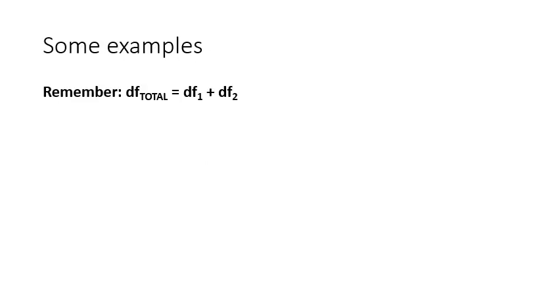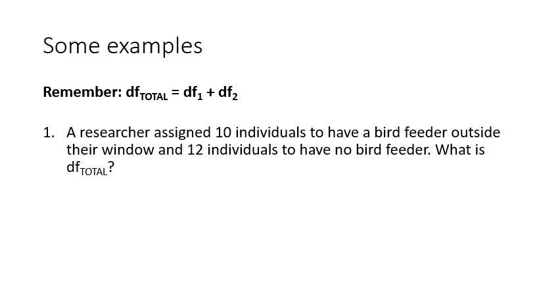So here are some examples using the formula df total equals df1 plus df2. A researcher assigned 10 individuals to have a bird feeder outside their window and 12 individuals to have no bird feeder. What is df total? Well, we just know that df total equals df1 plus df2 equals 10 minus 1 plus 12 minus 1 equals 9 plus 11 equals 20.